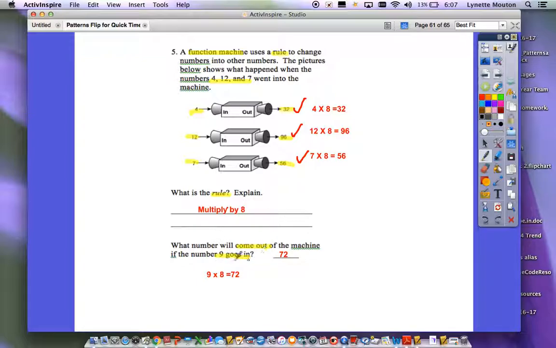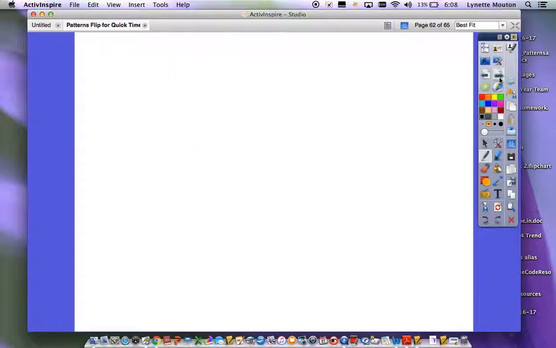And then again, it gave you a question down here. What will come out of the machine if the number 9 goes in? So what we will basically be doing is putting a 9 in on this side and saying what would come out on this side. Remember, our function is multiply by 8. So 9 times 8 is 72, because a function machine uses the same number and operation each time. And that is it, ladies and gentlemen.